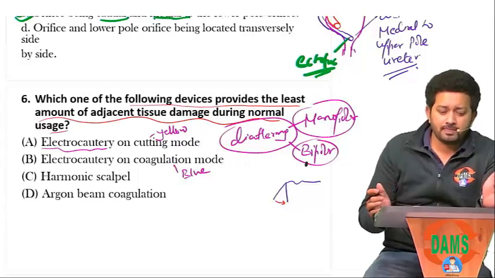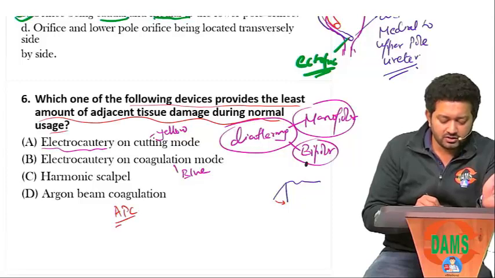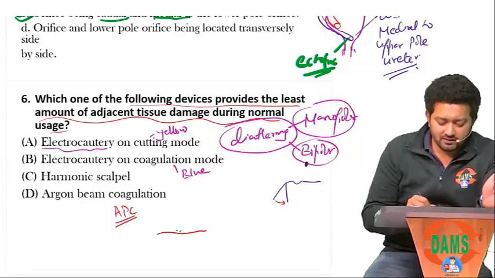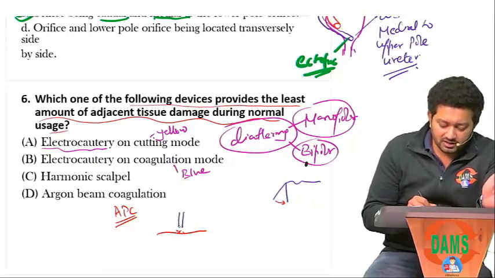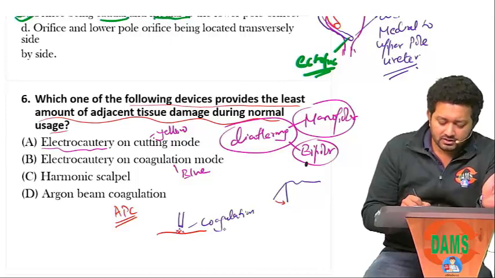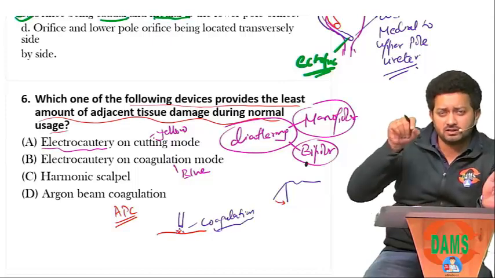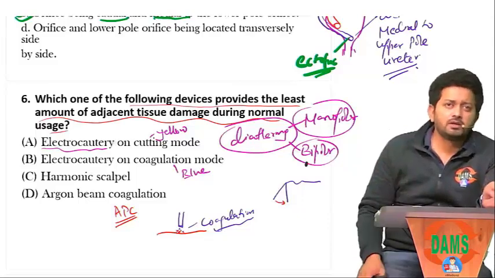Argon beam coagulation, argon plasma coagulation. Usually in these cases, suppose this is the area where bleeding occurs, you don't have to touch the tissue. Your instrument will come and it will give this argon and it will cause coagulation. Usually it will stop the bleeding from a distance; you don't have to touch that tissue.